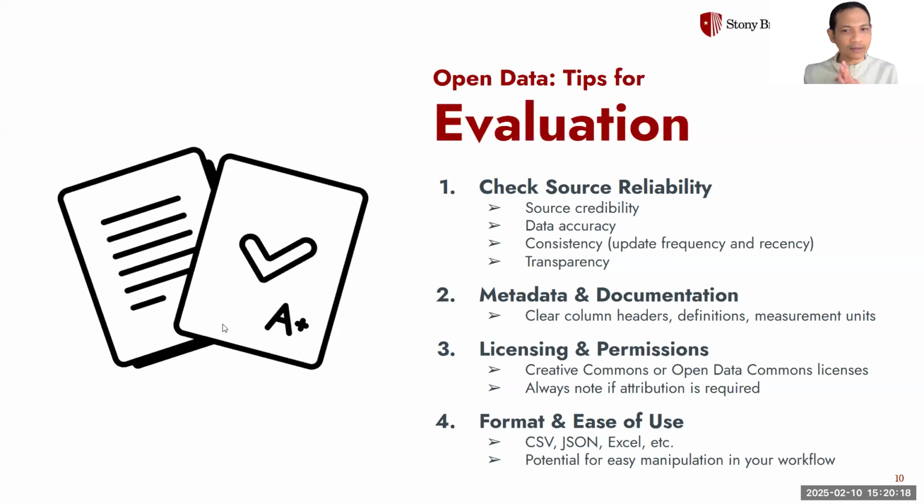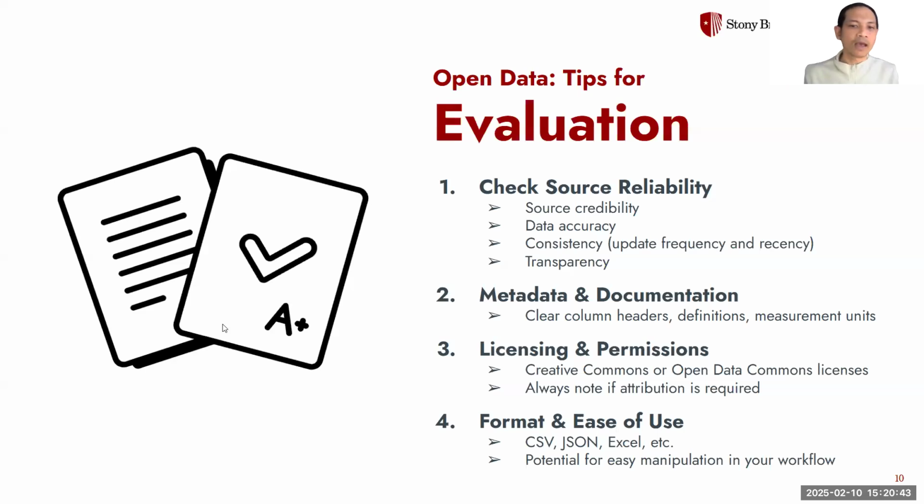Third is about licensing and permissions. So look for open licenses such as Creative Commons or Open Data Commons, and also check if you need to provide attribution or if there are any restrictions. Some data are free to use for non-commercial purposes only. Some others you can use for commercial purposes, but you have to pay for it, things like that.